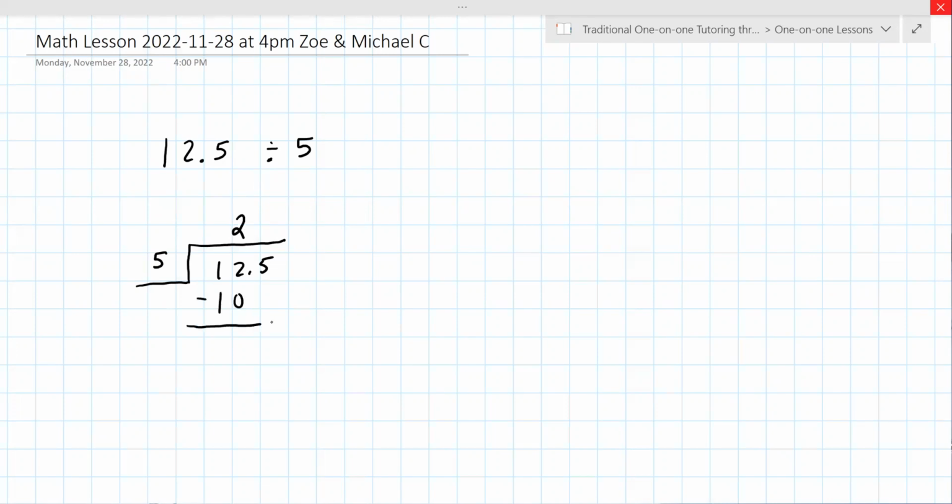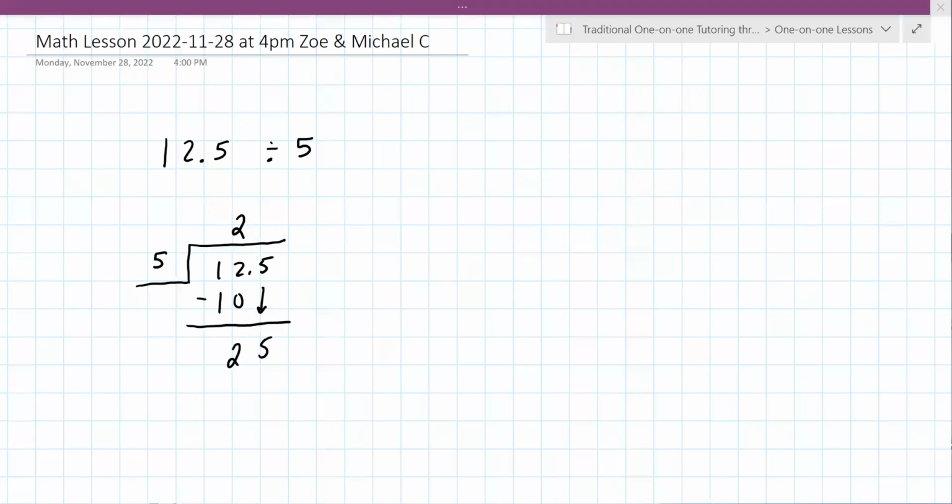So then you subtract here. What is 12 minus 10? 2. And then you bring the 5 down, and you want to know how many times 5 goes into 25. How many times does 5 go into 25?